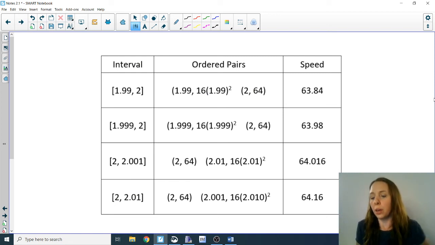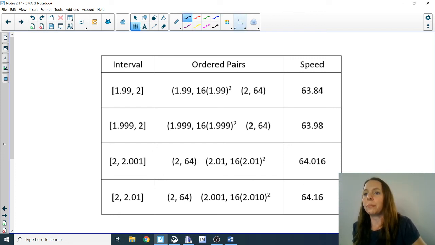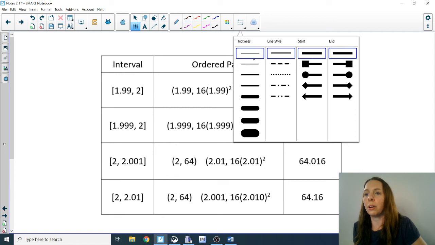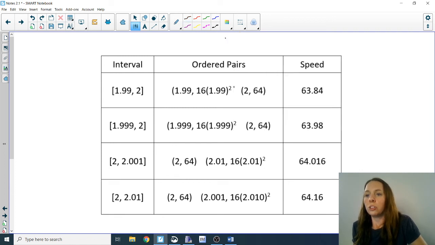So here in the first row we have the interval that we did together from 1.99 to 2. We set up those 2 ordered pairs. Whoops, there's a parenthesis missing there. It's missing everywhere. I have to fix that. I'll put those parentheses in as I talk. There should be a parenthesis here, here. So we found that speed to be 63.84.